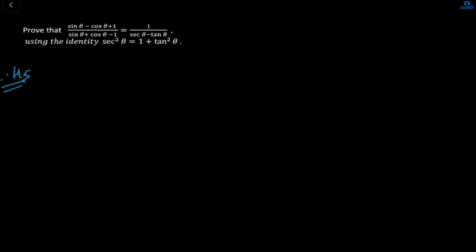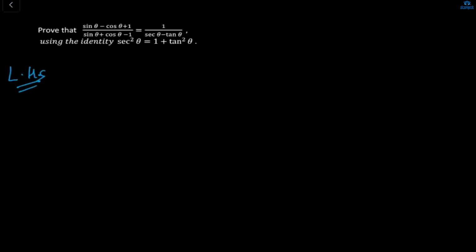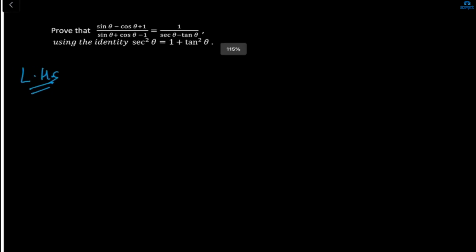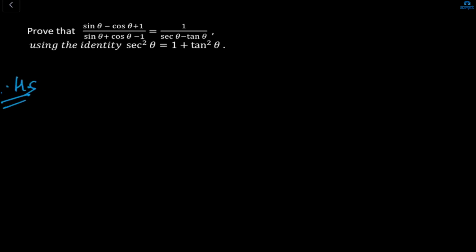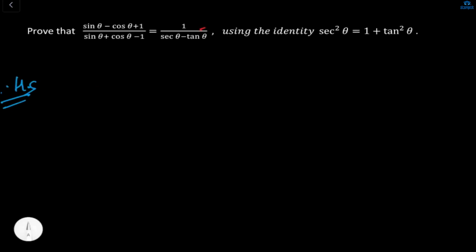Now the question is here. You have to prove that sin theta minus cos theta plus 1 upon sin theta plus cos theta minus 1 is equal to 1 upon sec theta plus tan theta. So you have to prove that the LHS is equal to RHS by using the identity sec square theta is equal to 1 plus tan square theta.